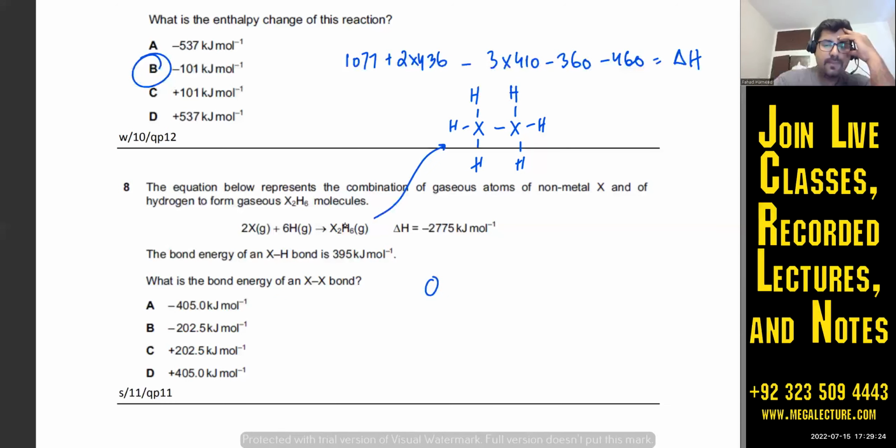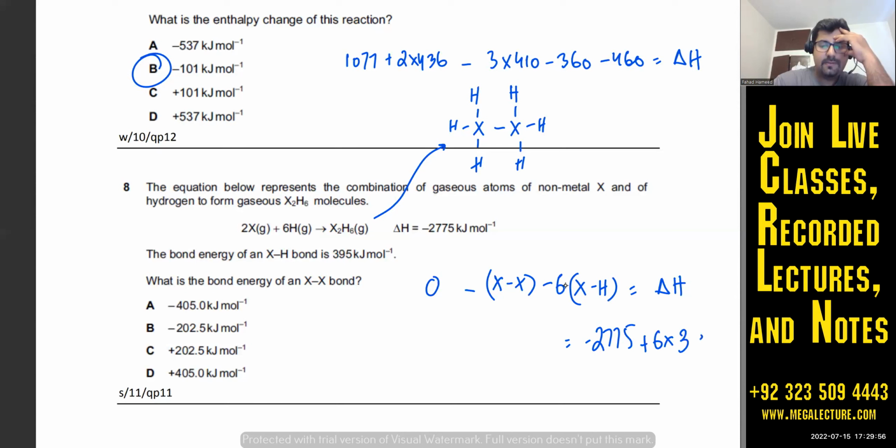So 0 bonds broken. How many are formed? There's one XX bond and 6 XH bonds, right? So one of the values given, that's 395 for this one. That's the answer given, and that's minus 2775 plus 6 times 395, and you're left with minus XX on this side. So what was made?